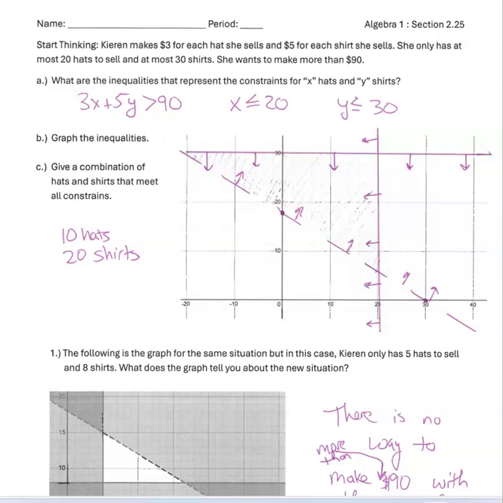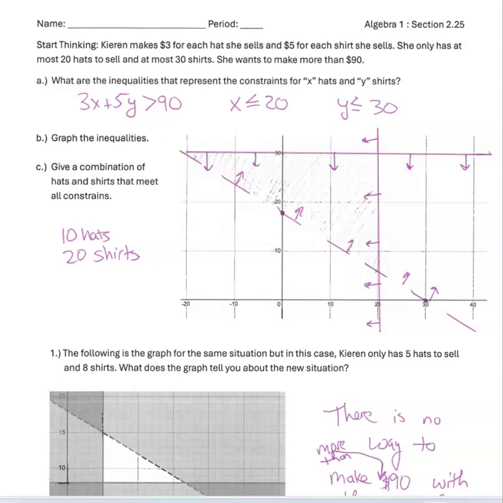Well, we have three different constraints. We have the constraint that has to do with the amount of money she needs to make, the constraint about how many hats, and the constraint about how many shirts. The one about the money is $3 times the number of hats plus $5 times the number of shirts, and that needs to be greater than 90. It does not say at least, it says she wants more than $90.